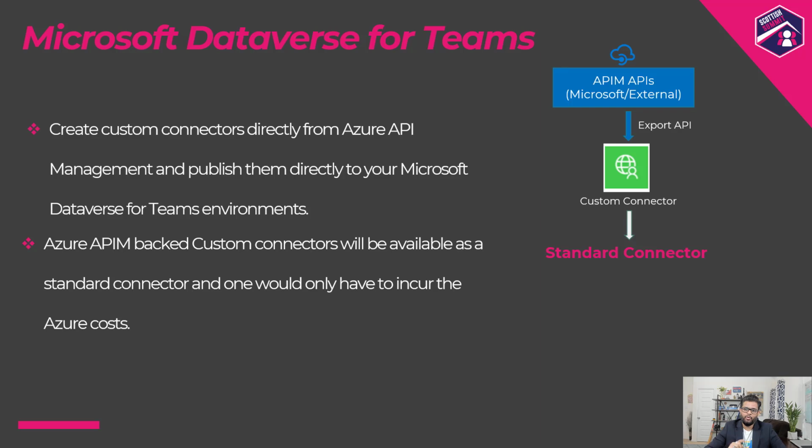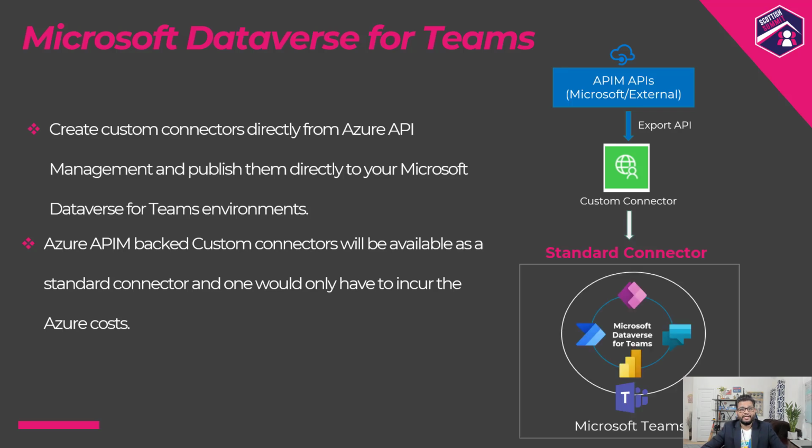But that's not the point. The point is that those exported custom connectors are going to be exported as a standard connector. So now you can get all those useful features provided by those different APIs. Those are published to Azure APIM, and appear in your Dataverse for Teams environment as a standard connector. So you're not paying any premium license fees for that, and you can use those standard connectors in your Power Apps or in your Power Automate.